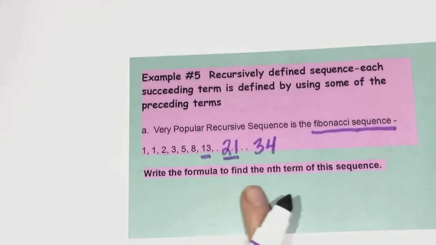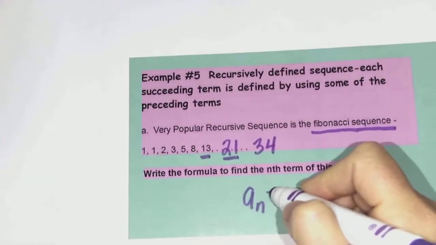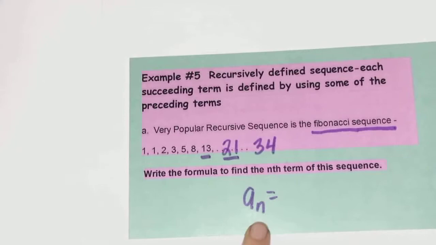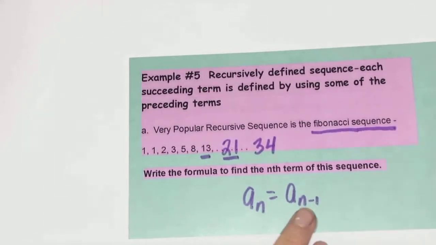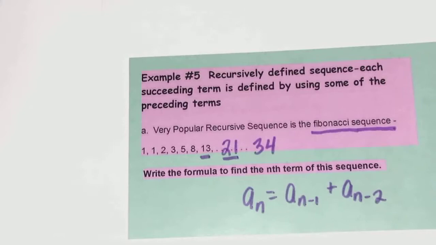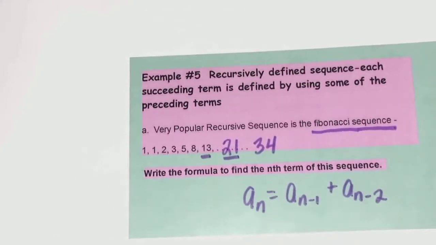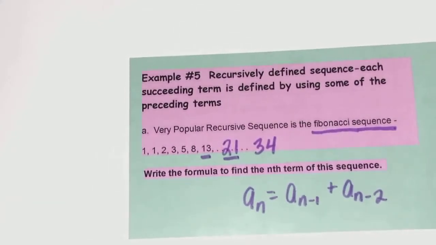Write the formula to find the nth term of this sequence. So if I want to find an nth or any particular term, I need to add the two that are before it. So that would be 1 before it plus the 1 even before that. A sub n minus 1 plus a sub n minus 2. That's recursive. Depends on the ones in front of it.